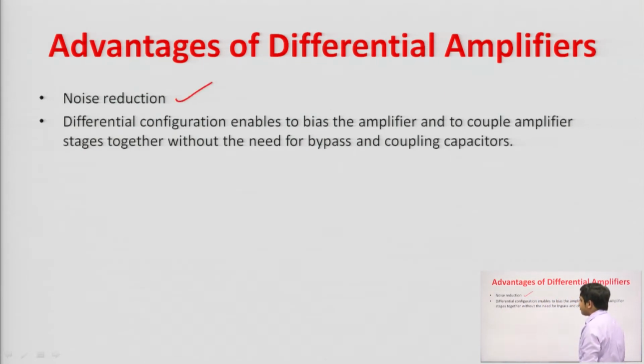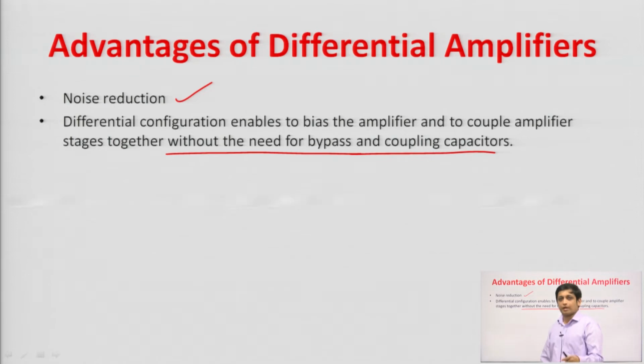And also this differential configuration enables us to bias the amplifier and to couple the amplifier stages together without the need of the bypass and coupling capacitors. So, in common emitter common source amplifier we had connected bypass and coupling capacitors. Here we can avoid these capacitors, that is a very big advantage, because the coupling capacitors and bypass capacitors occupy a lot of area and it is impossible to fabricate such a large value of capacitors in microfarad range in IC, right. So, that is another advantage of differential amplifier. One of the main advantages is the noise reduction.